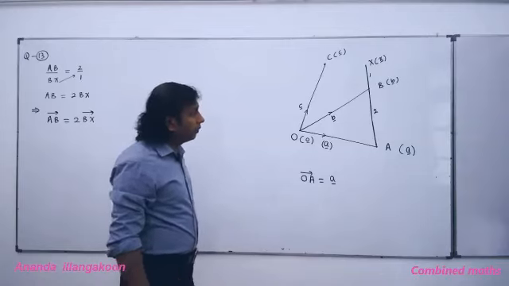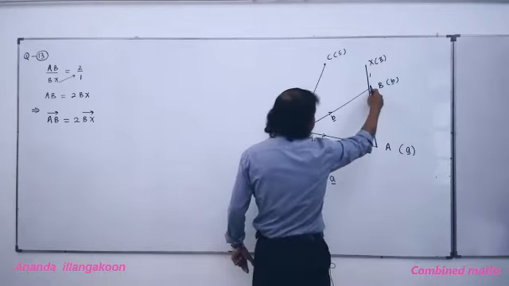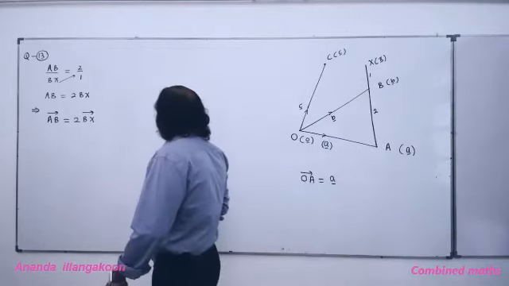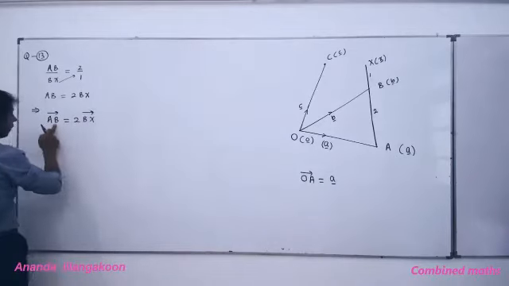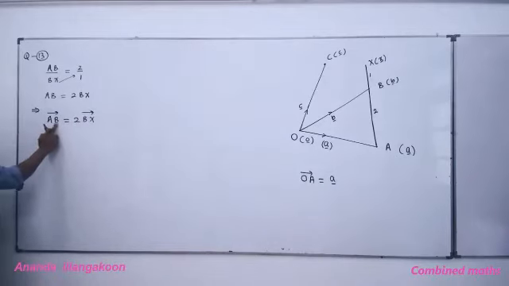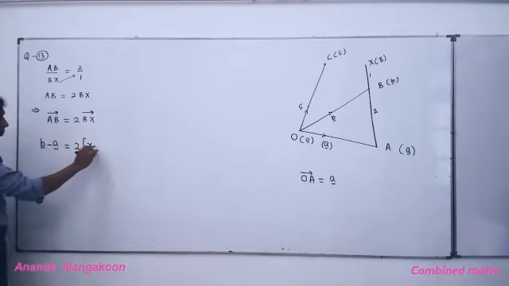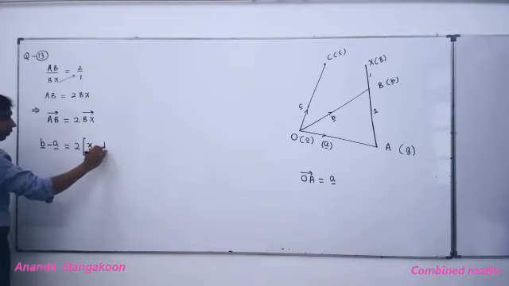Now the AB vector you can write as AO plus OB. Or else, for this AB vector, the way of writing is second letter position vector minus first letter position vector. So vector simple B minus simple A is equal to 2 times the BX vector. We can write the position vector of capital X, simple X, minus the position vector of B, simple B.